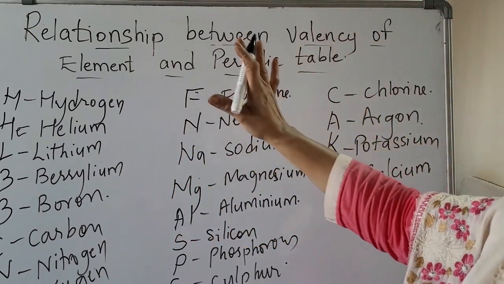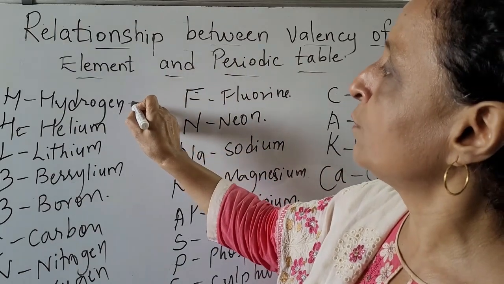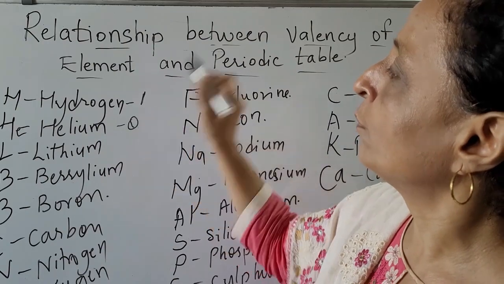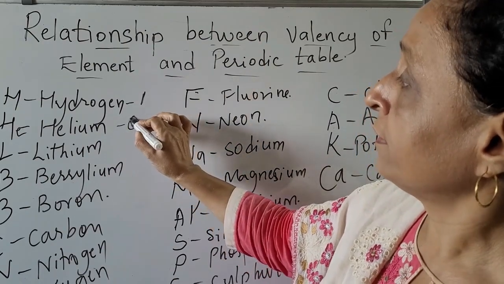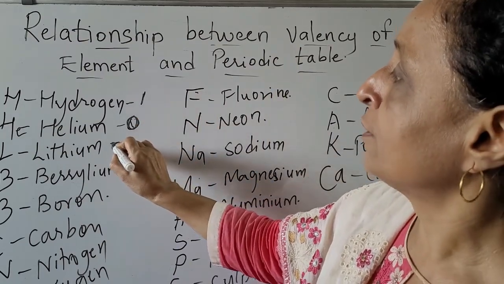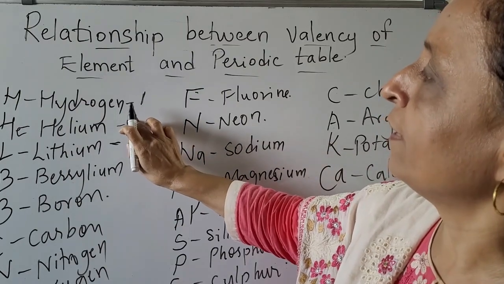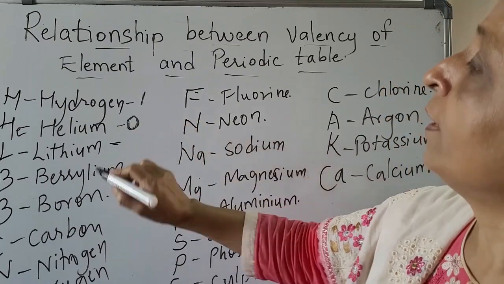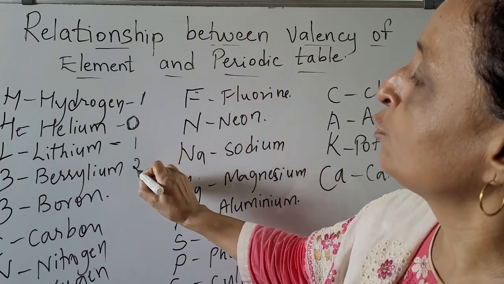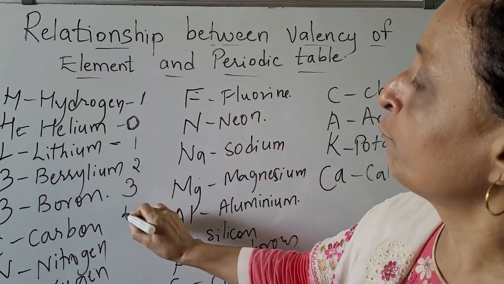Now we start writing the valencies. For hydrogen, it is 1. Helium, it is 0. It is a gas which does not react. It's a noble gas, so it does not want to react, no tendency to react. Its valency is 0. Lithium, it is 1. Beryllium, 2. Boron, 3. Carbon, 4.